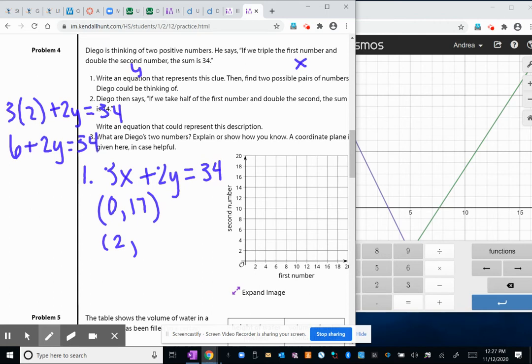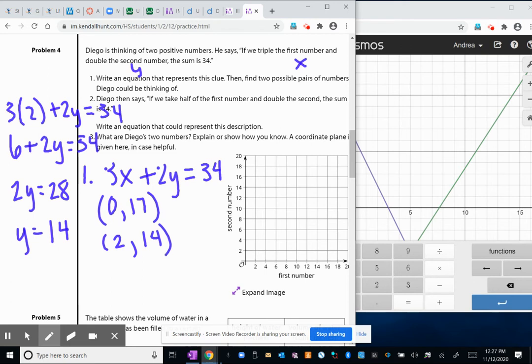Okay, so I can solve this equation by subtracting the 6. That gives me 2y equals 34 minus 6 is 28, and then dividing by the 2, 28 divided by 2 is 14. So there's 2 possible combinations.